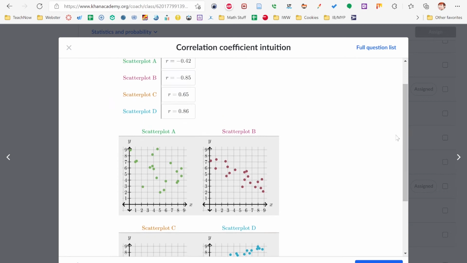So now let's look at A and B. A is kind of a mess. It's the closest to 0 I'm going to see. These dots are sort of everywhere. I can see that it's kind of going downhill, but these ones are throwing me for a loop. I'm not super jazzed about it.